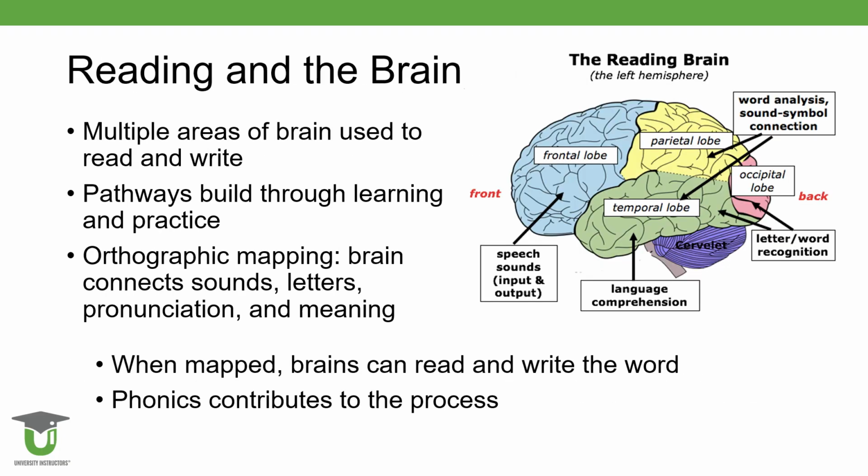Reading research tells us that humans use multiple areas of our brains to put together spoken sounds, written symbols, and the meaning of words in order to read and write. We don't start out with established pathways between these areas. We build them through learning and practice. Orthographic mapping is the process by which our brains connect the sounds, letters, pronunciation, and meaning of a word. When a word is mapped in our brains, we can read and write it. Phonics knowledge is an essential ingredient for this process to happen.